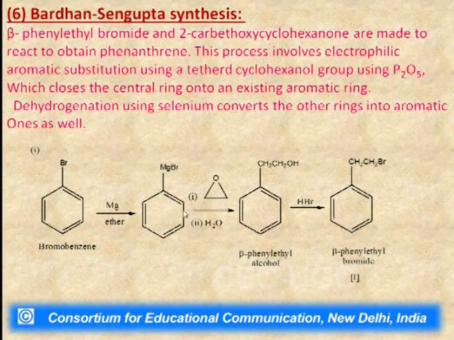Then it will react with this oxirane or cyclic ether and further undergo hydrolysis to give us beta phenyl ethyl alcohol, which on further reaction with hydrogen bromide, substitution will take place at this position. The hydroxy group will undergo substitution with the bromide and we will get here beta phenyl ethyl bromide. So, we are getting here the first ingredient.